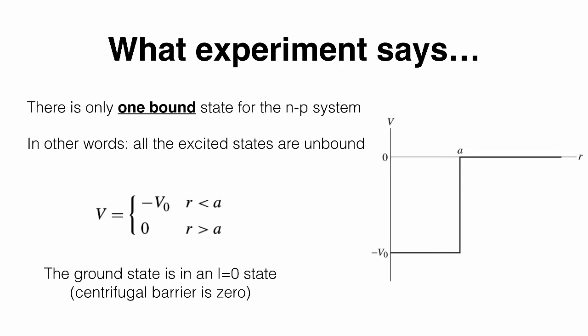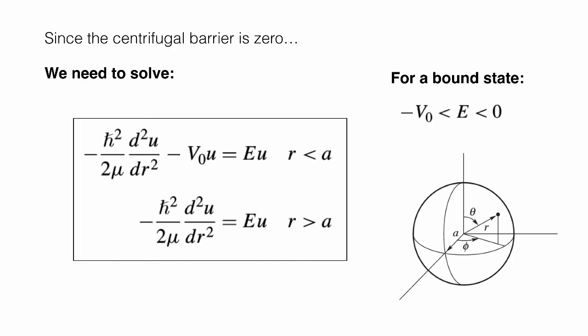You remember the term L times L plus 1 divided by mu r square, that term which comes from the kinetic energy of rotation, which we also call the centrifugal barrier, is 0 for the L equals 0 state, clearly. Okay, so let's try to see what we get from here.